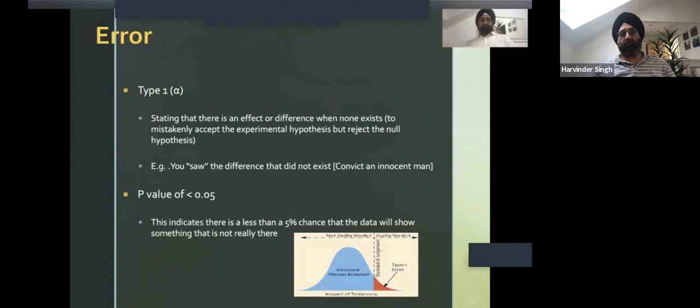So there are two types of errors which can be introduced in these studies. The type 1 error, stating that there is a difference or effect when none exists, where you're rejecting the null hypothesis, but actually it is not true. Where you saw the difference, but it doesn't exist. You're convicting an innocent man, usually taken as a p-value of 0.05, which indicates that by chance your data will lie in that 5%.